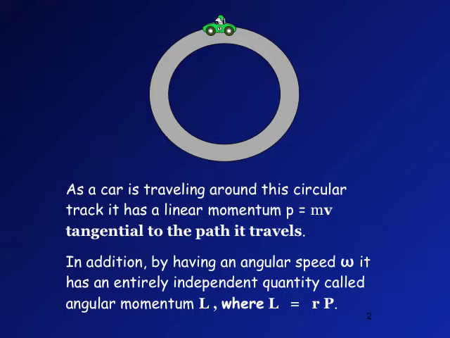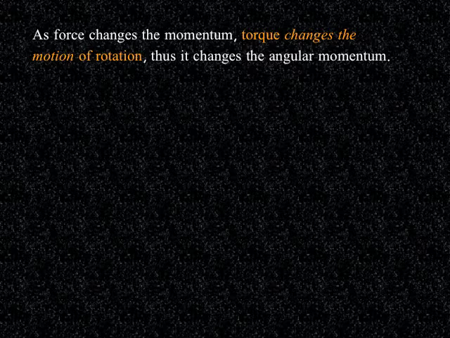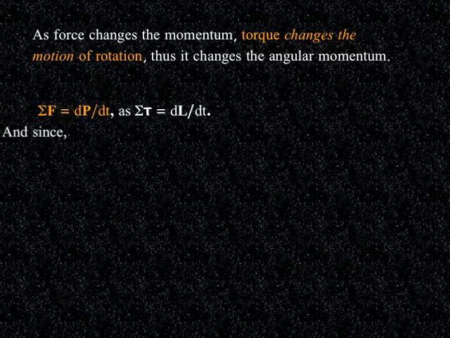There are two forms of momentum that this car has: momentum as the car is moving along the track, and a rotational angular momentum as it's moving along the track. We know that as a force changes the momentum, torque, analogously, changes the motion of rotation. Thus, it changes the angular momentum.